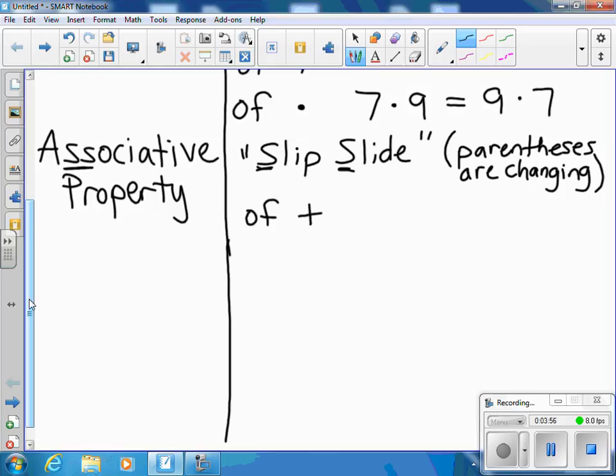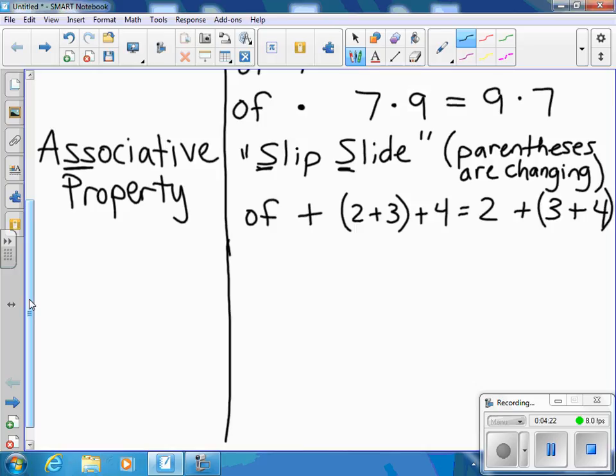So we'll do the addition one first. Right, so if I have the parentheses around the 2 plus 3 and then behind it is a plus 4, that's on one side of the equal sign. Well, the associative property says that the order stays exactly the same, so I still have 2 plus 3 plus 4, but what's changing are the two numbers that are inside the parentheses. This is the slip slide part. It slips off the 2 and the 3 and slides onto the 3 and the 4.